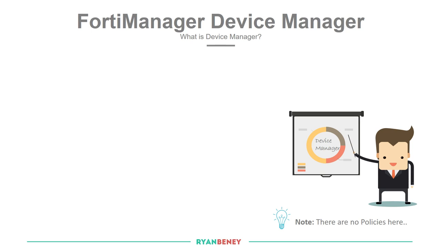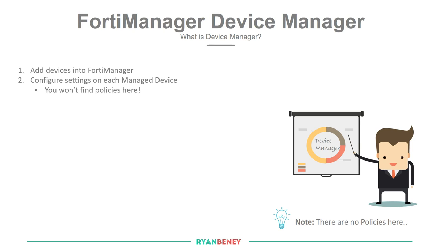Now the device itself, we need to think about what sort of device level settings we need to manage here. So an example would be SNMP, DNS, those sort of device level settings. What you won't find here is things like your policies and security profiles. They'll be in a different section called the policy and objects, and we'll get to that in our next section after the device manager.